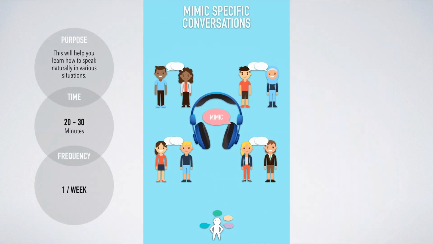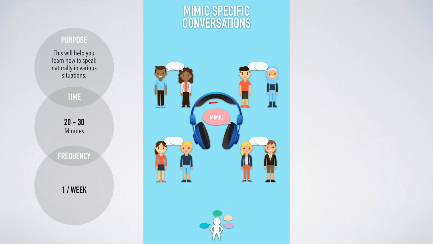You see, the purpose of this step is it will help you learn how to speak naturally in various situations. Okay, it's not just about learning expressions, it's about learning the right expressions for the right situation. Now, for this step, it's important that you practice between 20 to 30 minutes because you need to do it over and over. And my advice is that you do it once a week. Because it's something that will take a little bit of time, you don't want to do it every single day. You want to try to do it at least once a week.